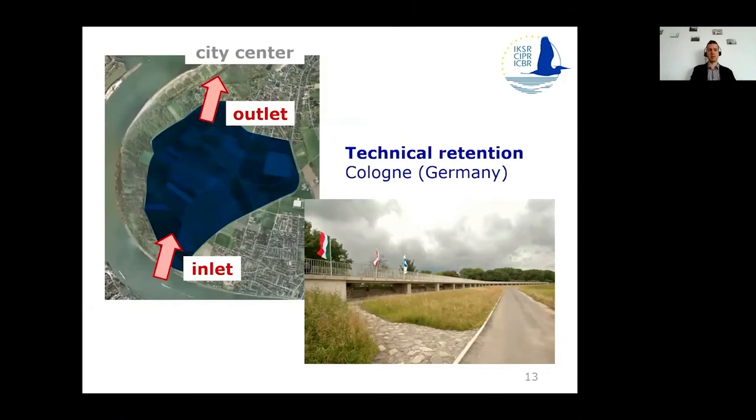A smaller project and a technical one is the retention area in Cologne, Germany. That area can be flooded just shortly before a medium probability flood peak approaches the city center, and therefore the water level can be reduced by up to 10 centimeters, which, it sounds little, but it is important because the city center is protected by mobile defenses, and really every centimeter counts in order to avoid that they are flooded.